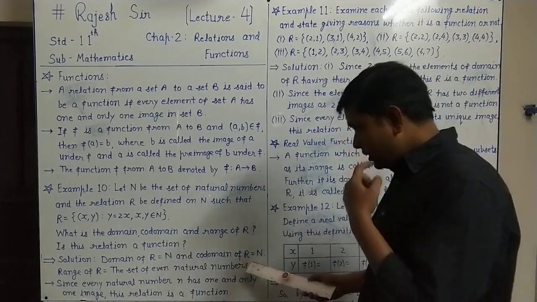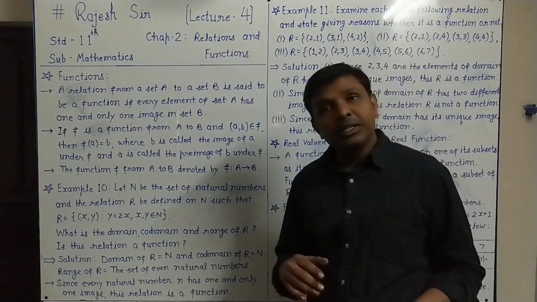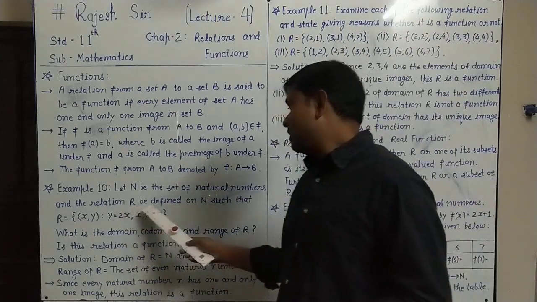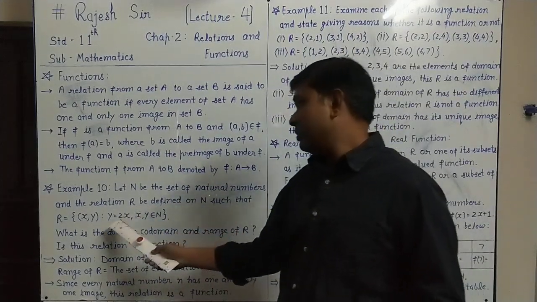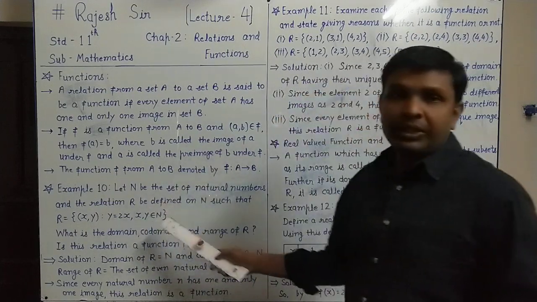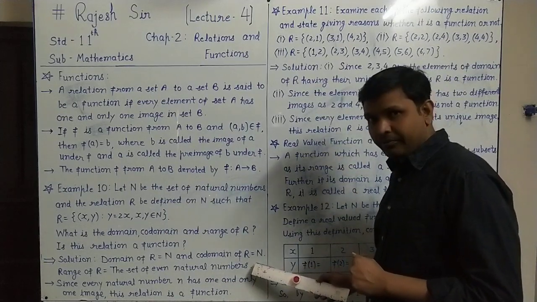And the codomain, about that also we know the definition. Codomain is the whole set B. In this relation, it is N to N. x is in N, y is also in N. So the whole of y is also in N, so the codomain of R is also N.